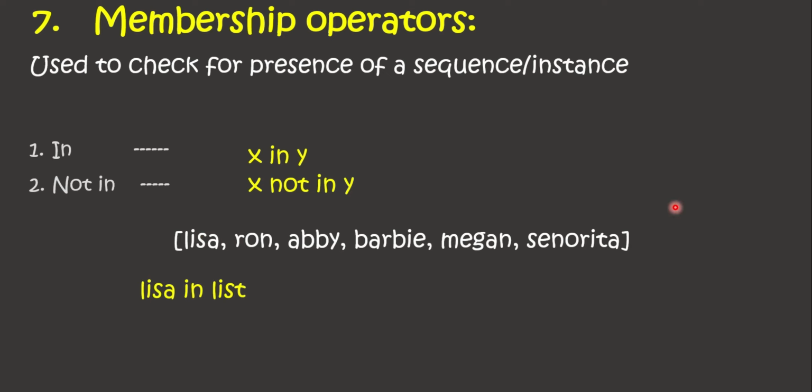So if you do something like Lisa in list, it would print true because Lisa is in the list. Lisa is at the zeroth index position. And for Senorita not in list, it would print false because Senorita is in the list. Senorita is present at the 5th index position.